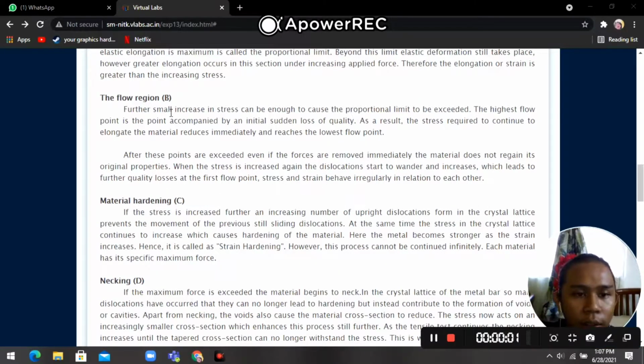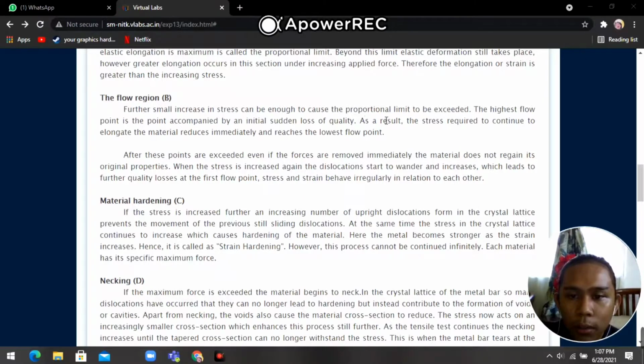The flow region, B. A further small increase in stress can be enough to cause the proportional limit to be exceeded. The highest flow point is the point accompanied by the initial sudden loss of quality. As a result, the stress required to continue to elongate the material reduces immediately and reaches the lowest flow point. After this point is exceeded, even if the force is removed immediately, the material does not regain its original properties.